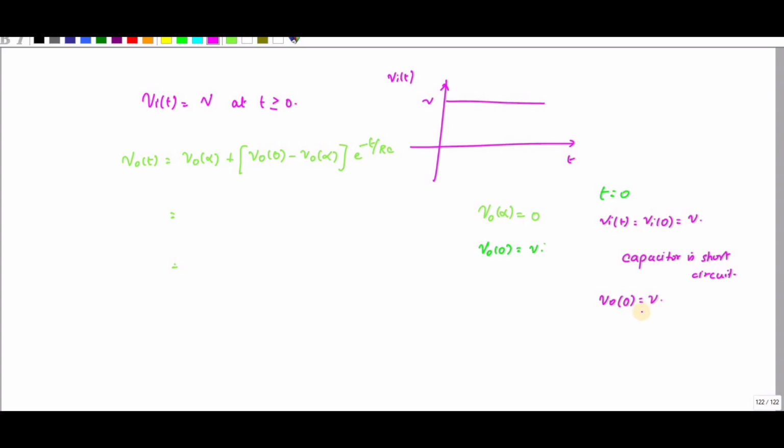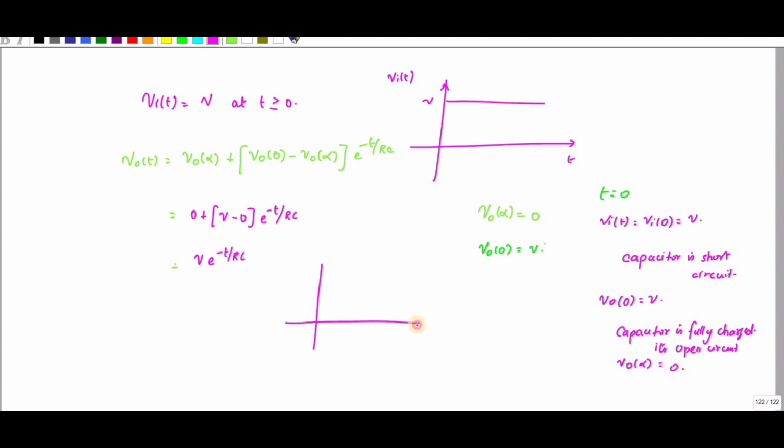When the capacitance is fully charged, V0 of infinity, it is open circuited. Therefore, my output goes to 0. Okay, so you substitute here in this equation, and you'll get V into e power minus t divided by RC. So this circuit output will look like this, V0 of t. Initially it is V and it starts to decrease.